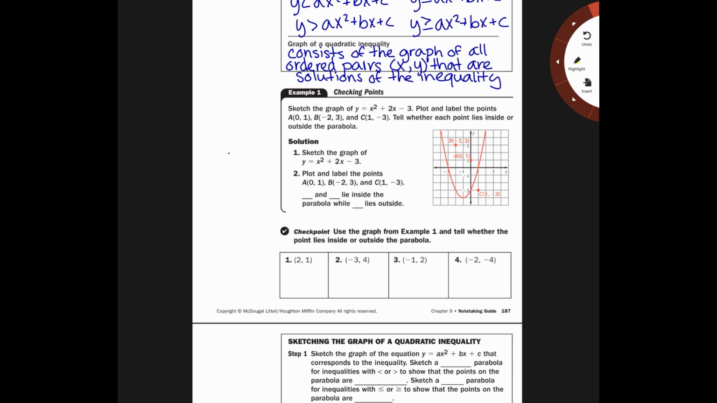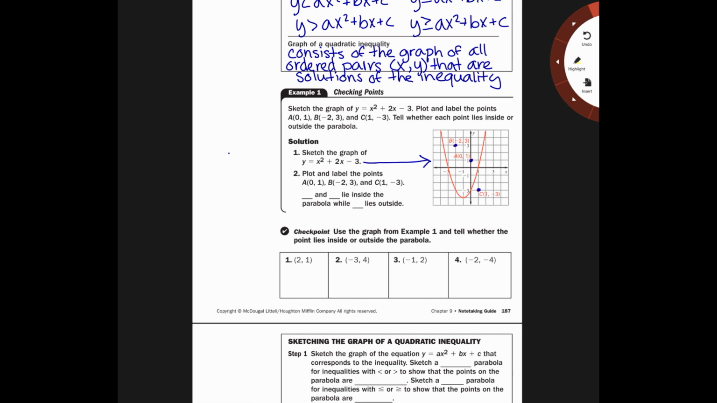So sketch the graph of y equals x squared plus 2x minus 3. So for the sake of keeping this video short, we are going to do some sketching, but we're not going to sketch it right now. So you can just assume that they sketched it correctly. So plot and label the points A, B, and C. Well, they actually did that for you. They put in A, B, and C.